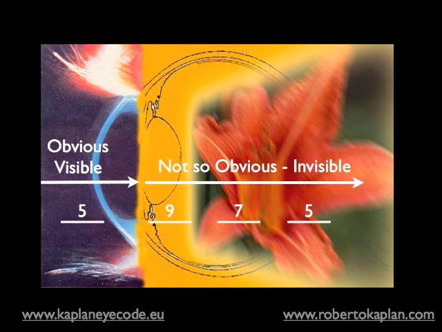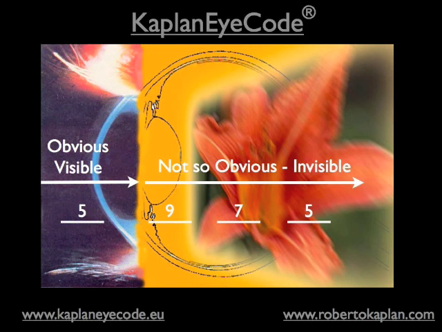So this process of linking the obvious, the visible, with the not so obvious, the invisible, through a very specific coding system, it's a 4-number code, is called the Kaplan Eye Code. I will now explain it further.